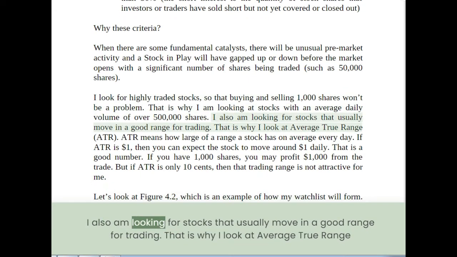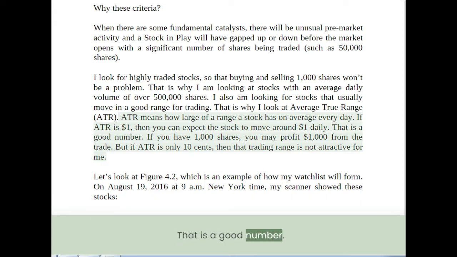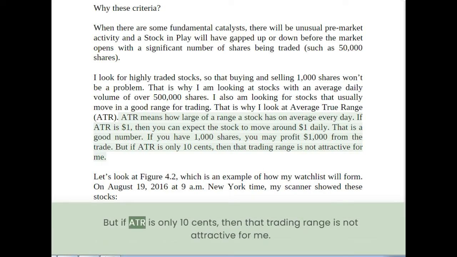I also am looking for stocks that usually move in a good range for trading. That is why I look at average true range. ATR means how large a range a stock is on average every day. If ATR is $1, then you can expect the stock to move around $1 daily. That is a good number. If you have 1,000 shares, you may profit $1,000 from the trade. But if ATR is only 10 cents, then that trading range is not attractive for me.